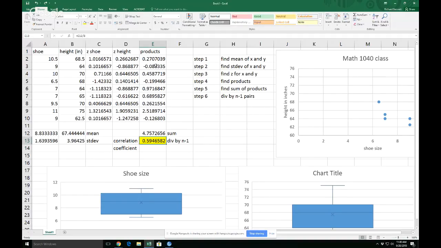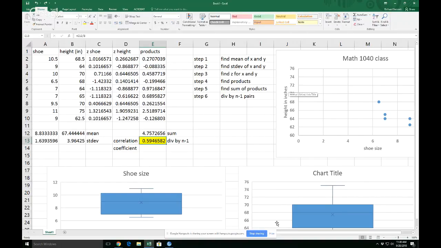Have you all heard the phrase correlation is not causality? I don't know what that means. Okay. So correlation doesn't mean that your shoe size causes you to be tall or short. No, but there is some sort of a correlation going on.